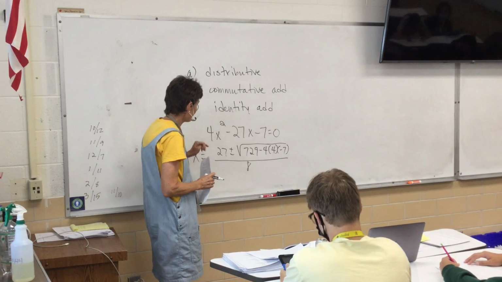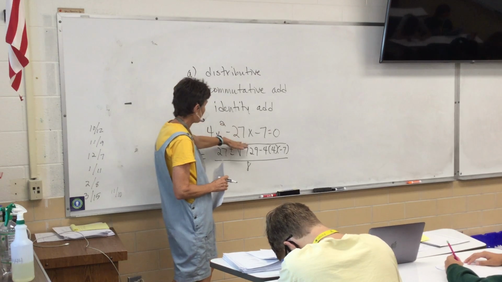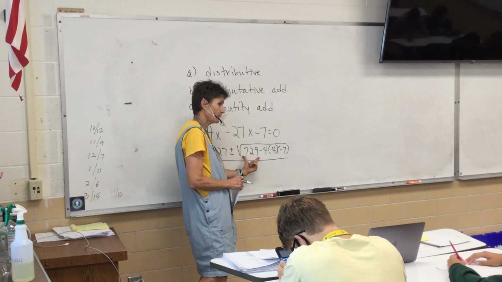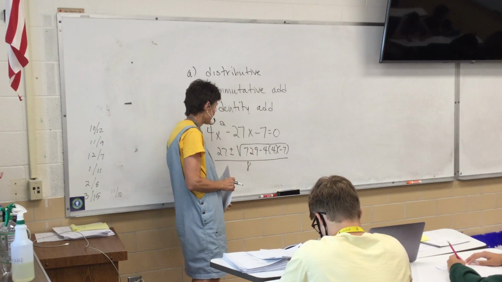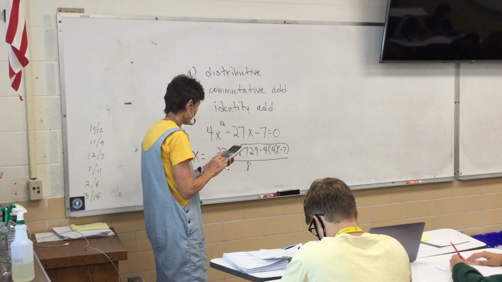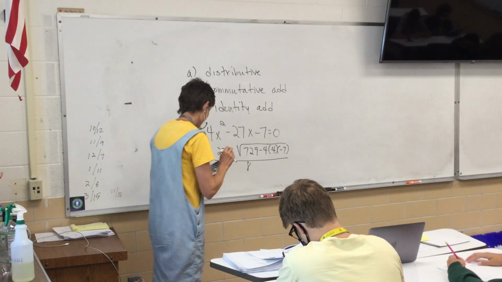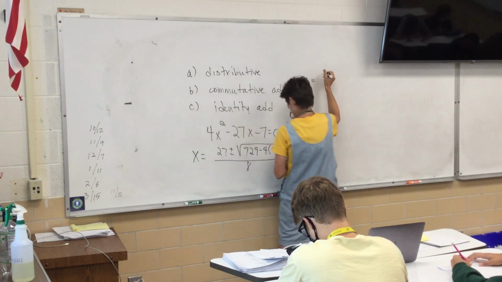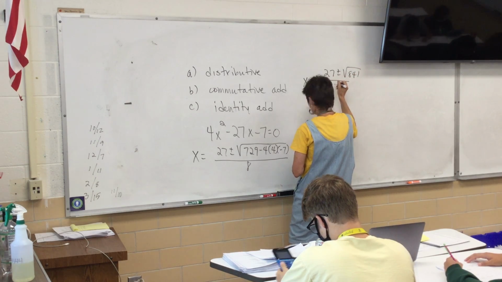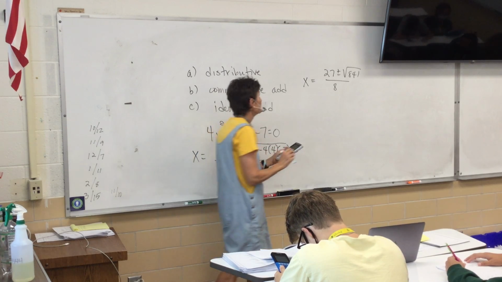We need to be really careful that we're keeping track of all the negative signs floating around in there. Remember, when you square negative 27, you get positive 729. This will never be negative here, ever, ever. So underneath there, I'm getting 841. Is that a square root? 29.